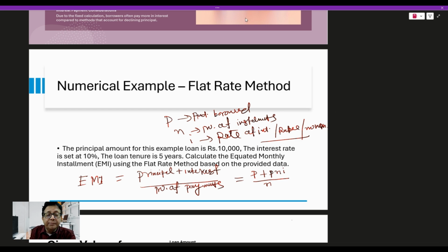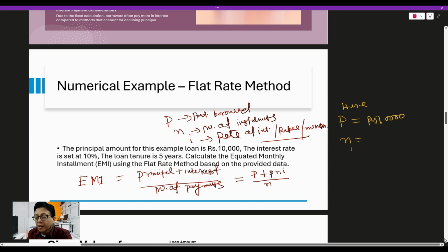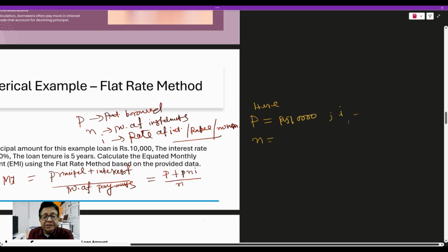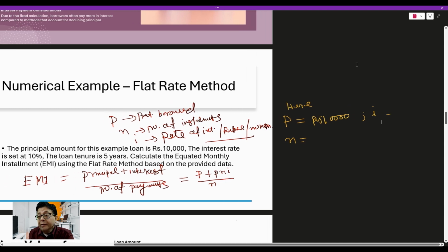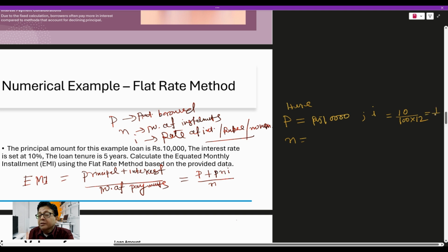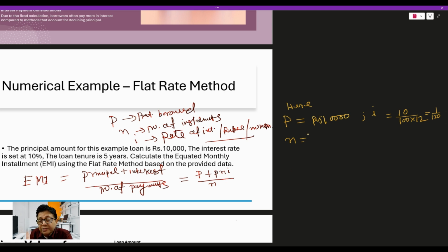just let me explain with this sum here. For the value of P here, P is equal to rupees 10,000. N is equal to what? Now first let me tell you the value of I. What is the value of I over there? The rate of interest is, you can see, 10%. 10 by 100. This is for year. For month it will be what? 10 by 100 into 12. So this is nothing but 1 by 120. Per month you are paying. So how many installments? N will be equal to 5 into 12.